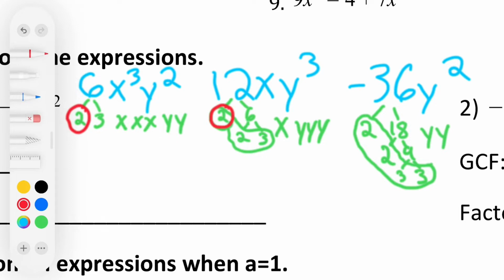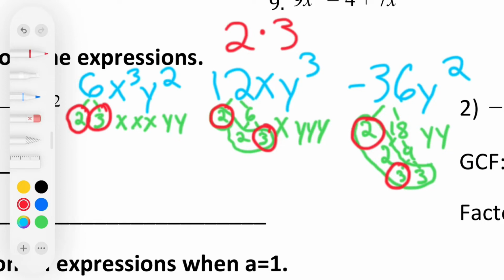Well, each of them have a 2 in common. Now, do each term have another 2 underneath them? No, because 6 does not have another 2 with it. So we only have a 2 so far. Actually, I'm going to make that a little bit smaller. So we have a 2. Now, do all of them have 1 3 at least? Yes. There's a 3 under the 6, 3 under the 12, and 3 under the 36. So we're going to have a 3 involved in our GCF.